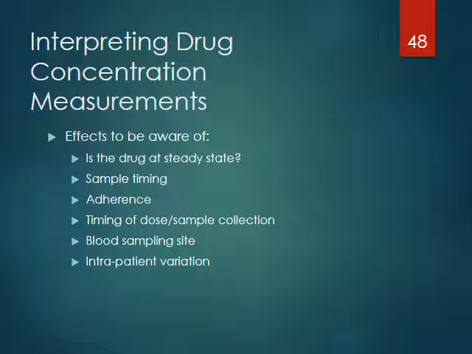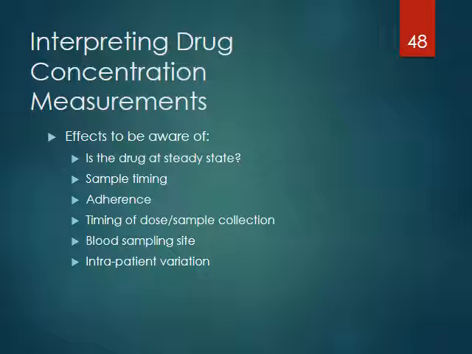So again, interpreting our drug concentration measurements, make sure that we are aware of some things. One, make sure that the drug level we were checking was already at steady state. This would be more important if the level was coming back too low. That would lead us to think that maybe we checked the sample too early and we should have waited until at least 4 or 5 half-lives had passed. Again, check our sample timing, make sure that's appropriate. Make sure they're adherent to the therapy as they're supposed to be. Make sure the timing of our dose and our sample collection was appropriate. Make sure the blood sampling site was appropriate.